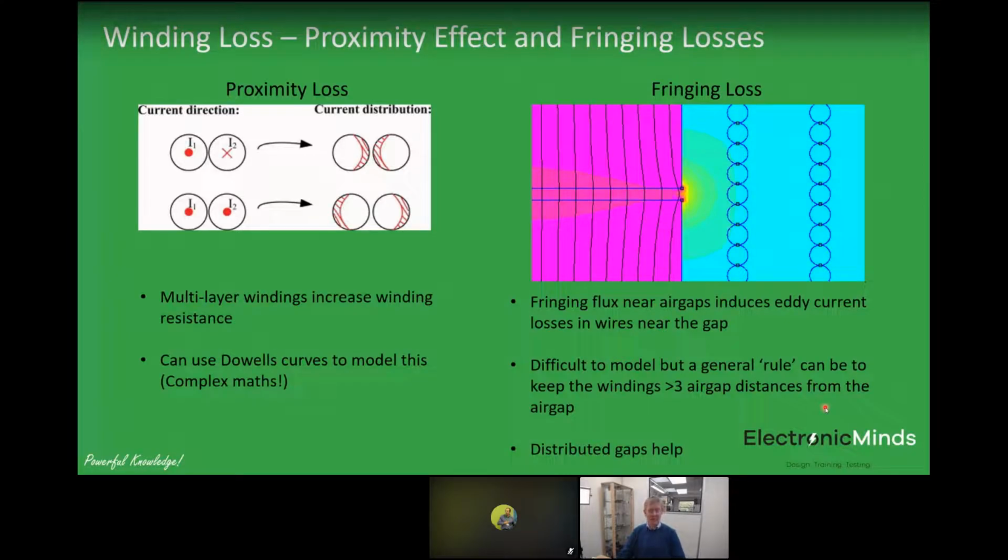Okay, what you can do is, rather than having one single gap, make multiple gaps. You can end up putting together a design which is called a distributed air gap. So maybe in that center leg, rather than having one single gap in the middle, you could split that into 3 and have little segments of ferrite between them. And that can massively reduce the impact of fringing loss. It can be a very good thing to do.